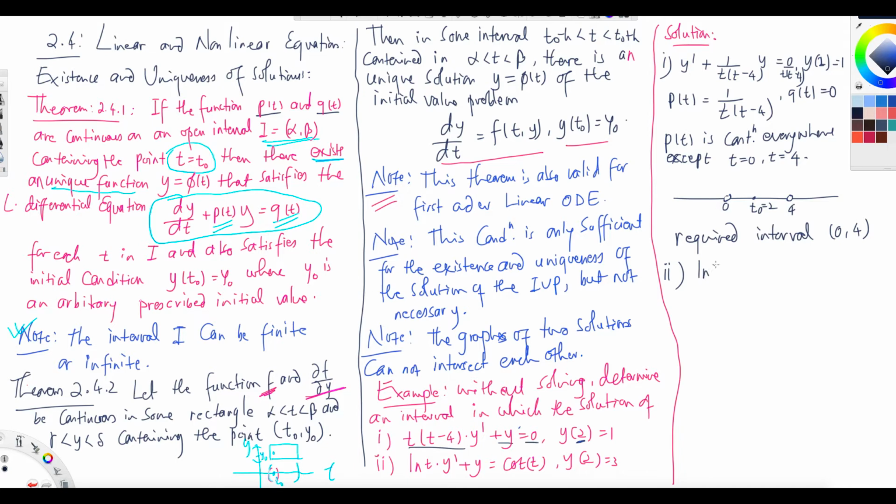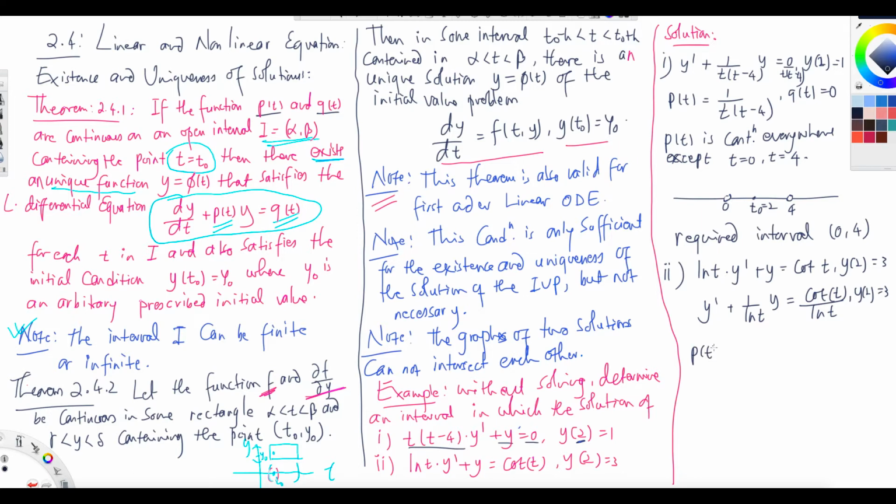Here you have natural log of t times y prime plus y equals cotangent t, and then y of 2 equals 3. That is given. So how do I write this in the standard linear format? So you write y prime plus 1 over natural log of t times y, I'm dividing both sides by natural log of t, equals cotangent t divided by natural log of t, and y(2) equals 3.